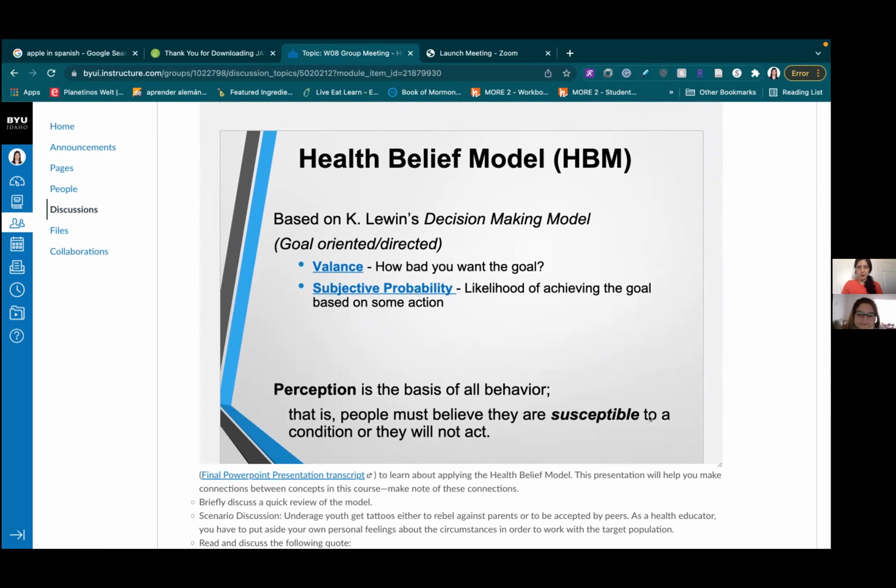So the health belief model is based on Kurt Lewin's decision-making model, which was goal-oriented and directed. Let me put you on full screen, that way I can read.